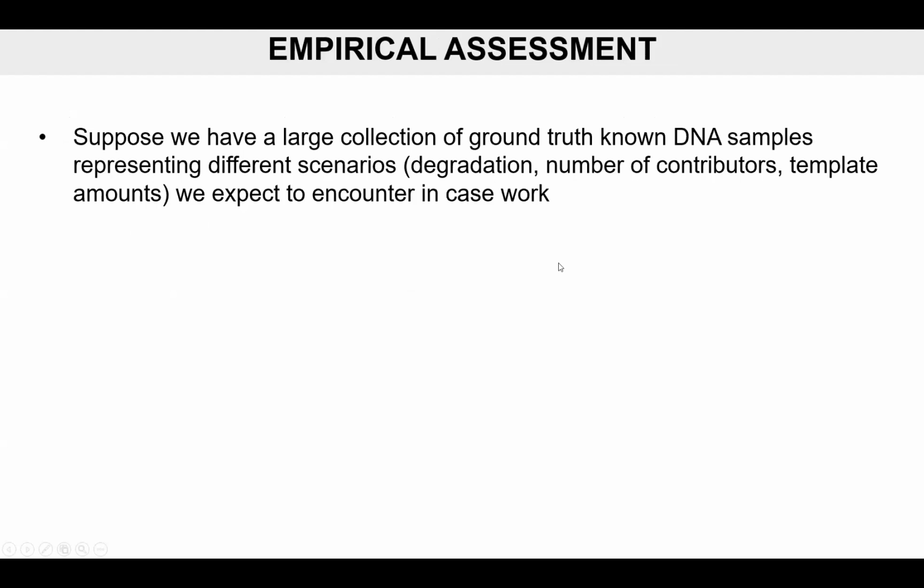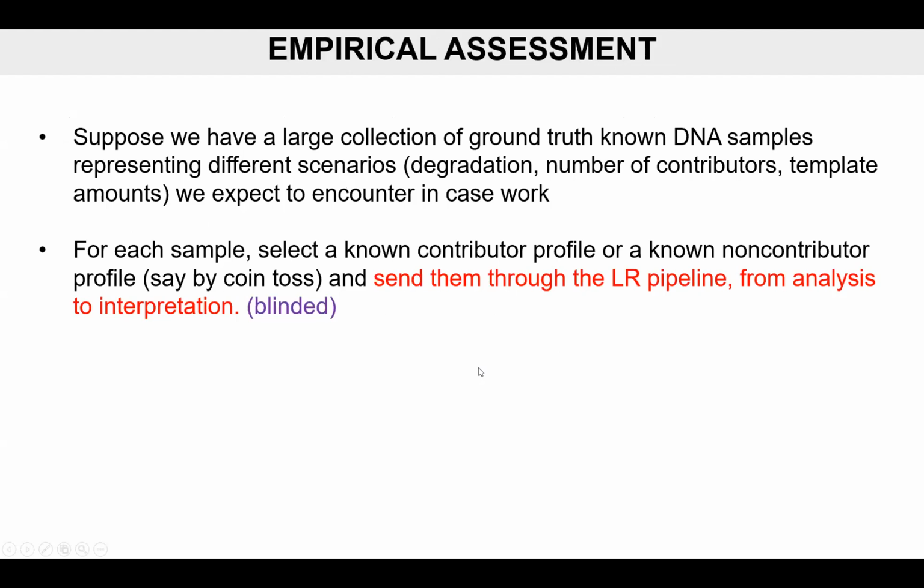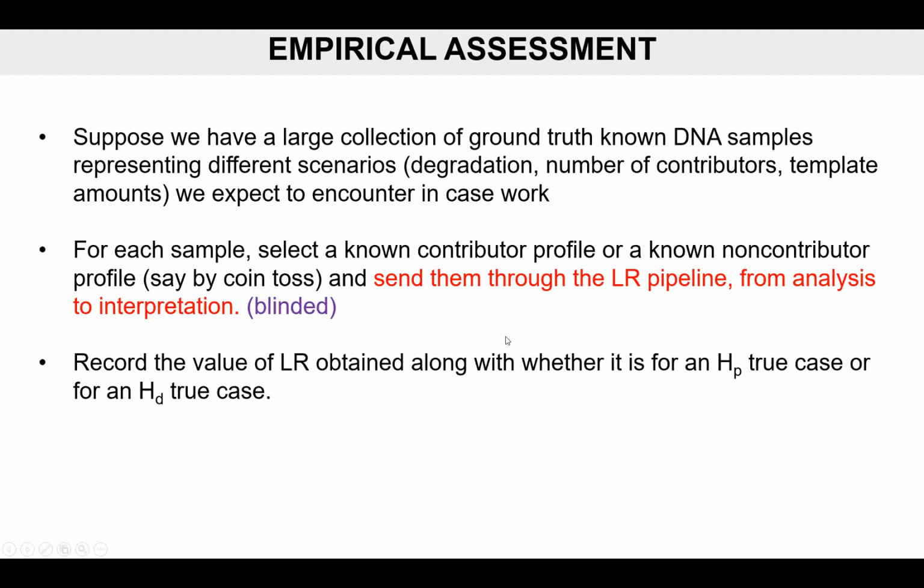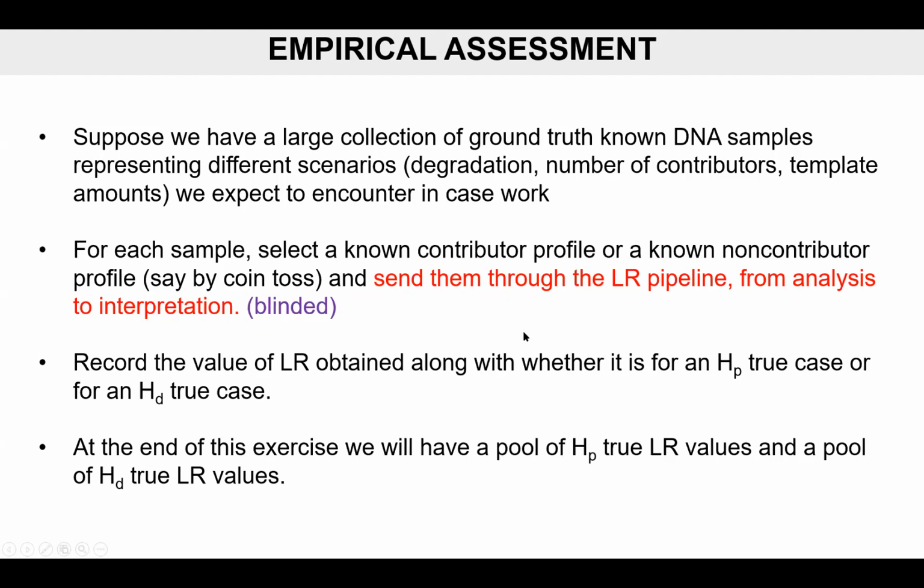Now we can go through a thought experiment for what might be involved in making a comprehensive assessment of discrimination and calibration. So suppose we have a large collection of ground truth known DNA samples representing different casework scenarios. And for each sample, you take either a known contributor profile or a known non-contributor profile, send this through a LR pipeline from analysis to interpretation, preferably in a blinded manner, and record the LR value obtained in each case, along with whether it was for a HP true situation or HD true situation. At the end of this exercise, you will have a collection of LR values that could be organized like this.